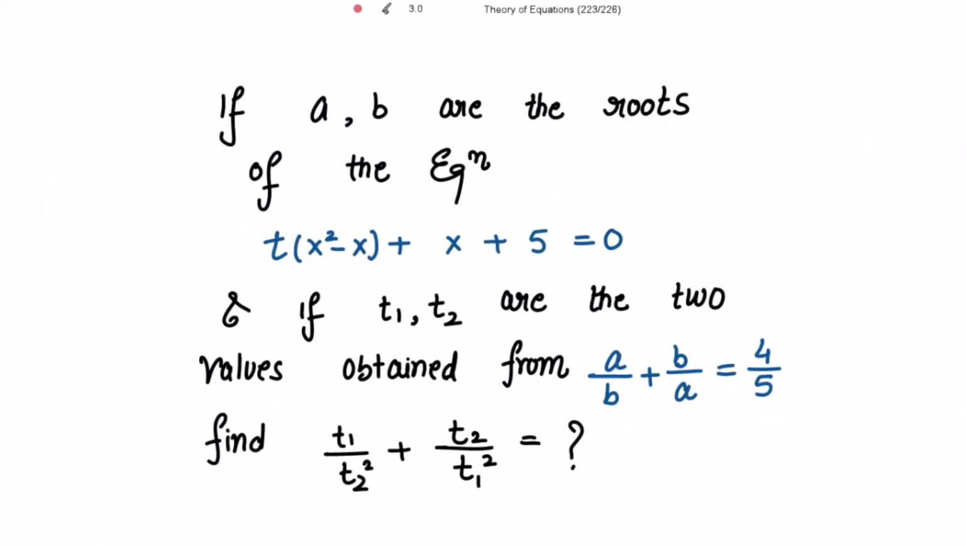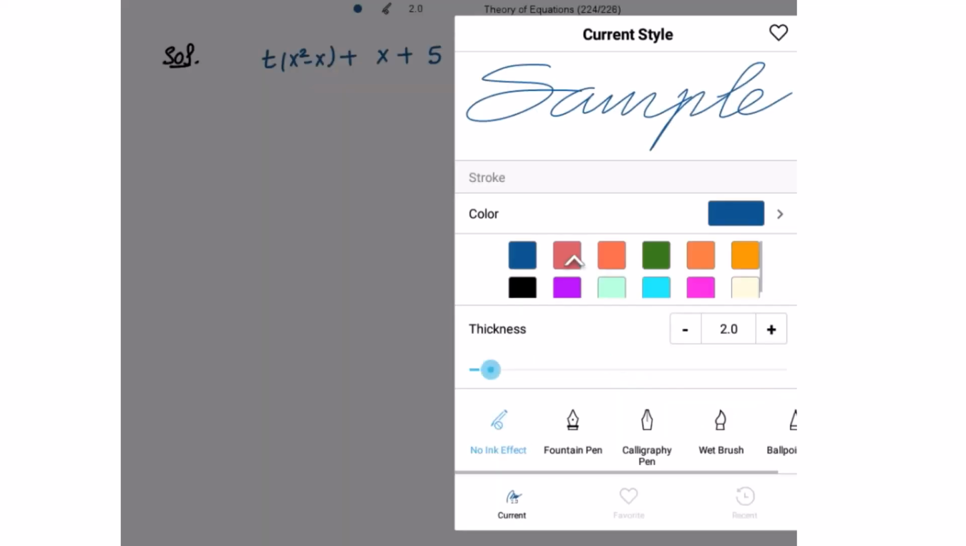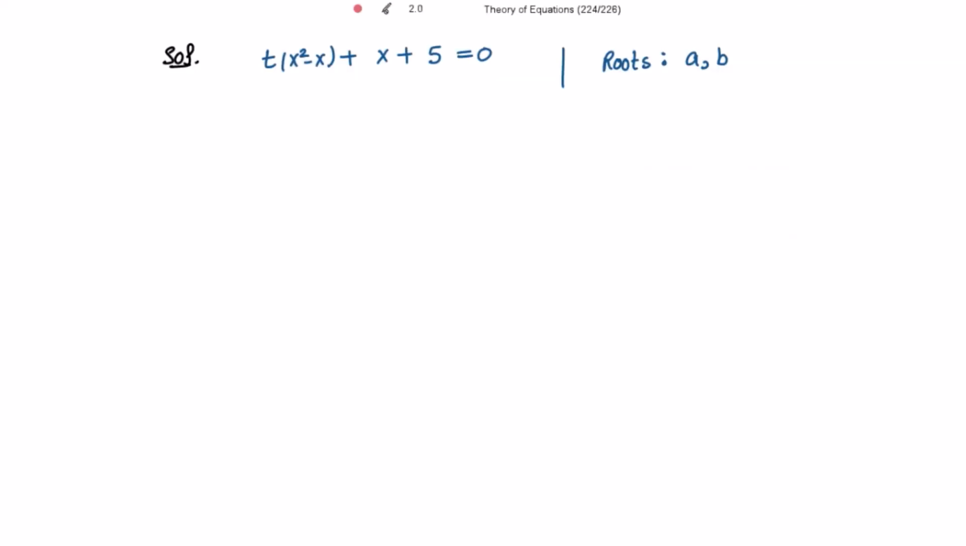Interesting exercise. If a and b are the roots of the equation t x² − x + 5 = 0, and if t1, t2 are the two values obtained from this relation, then we have to find t1/t2² + t2/t1² equal to what? So this is a given equation for which a and b are the roots.